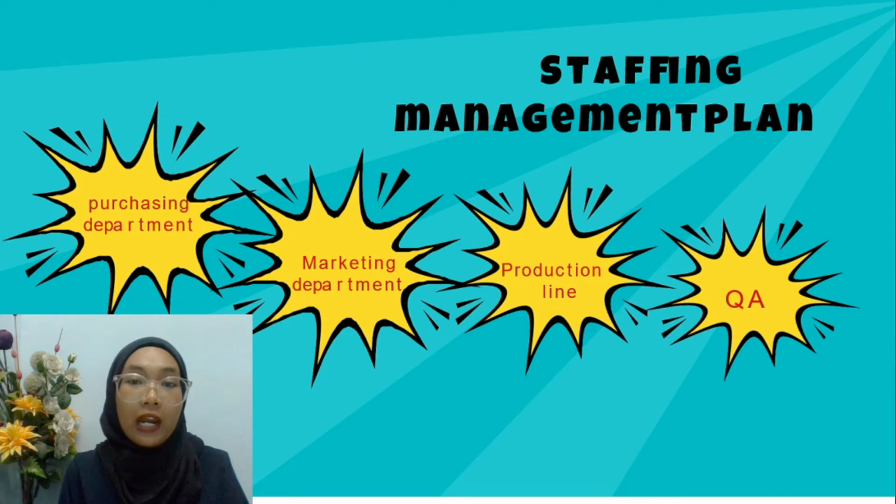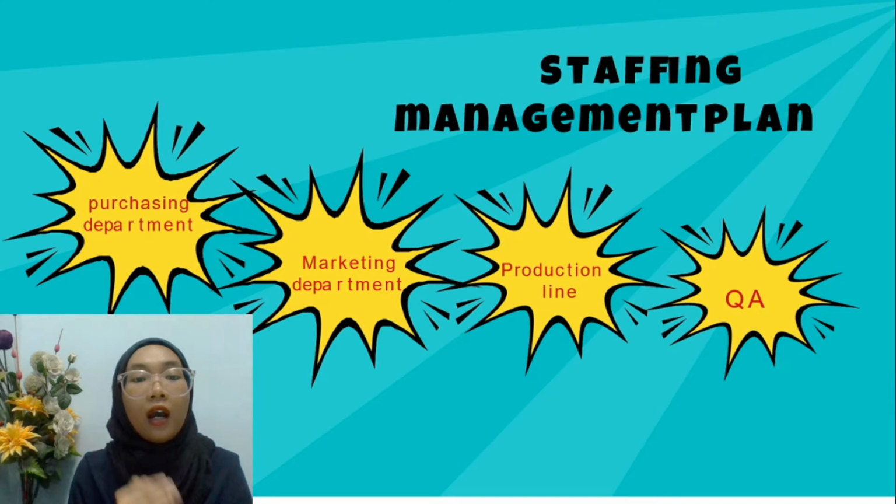So we start with the first one, which is the purchasing department. In this department, they are responsible for finding raw materials to make the finished product. For example, for soy sauce, the ingredients are soybeans, caramel, and sugar syrup. A few of the ingredients they import from other countries such as Canada and also Australia. So they must find the supplier, negotiate with the supplier, and get the best price for the ingredients.